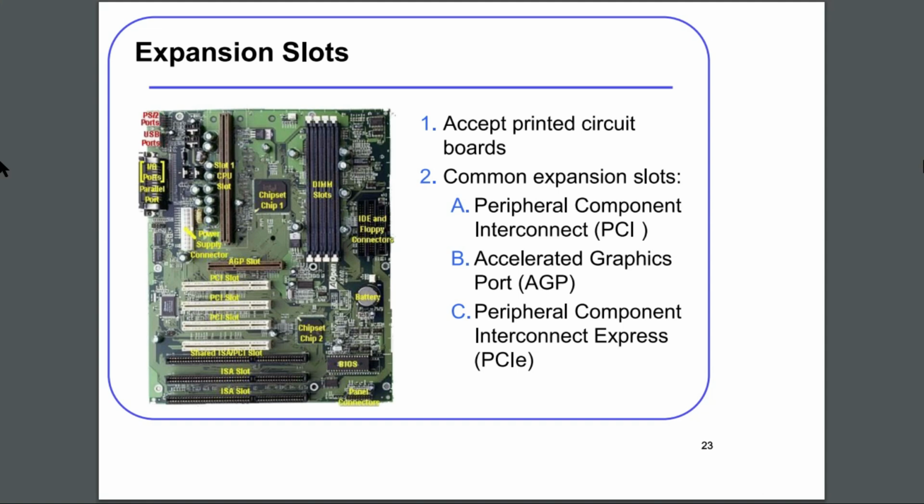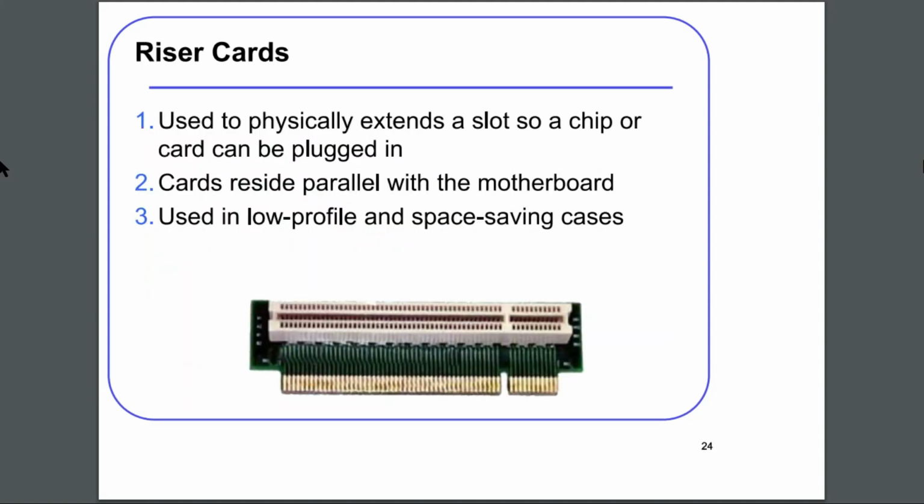An expansion slot gives access to printed circuit boards. Common expansion slots are peripheral component interconnect (PCI), accelerated graphics port (AGP), and peripheral component interconnect express (PCIe) cards. Next component, riser cards. Used to physically extend a slot so a chip or card can be plugged in. The card resides parallel with the motherboard, used in low profile and space saving cases.